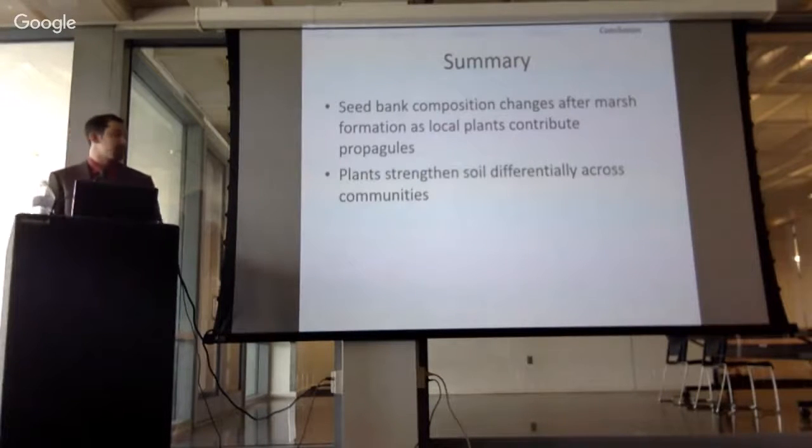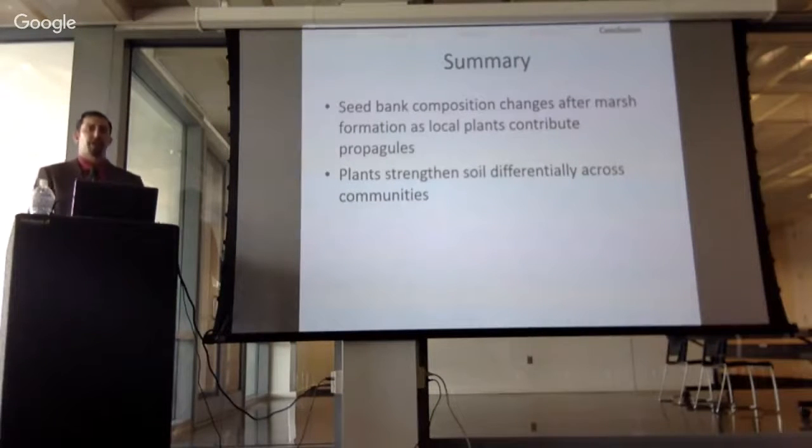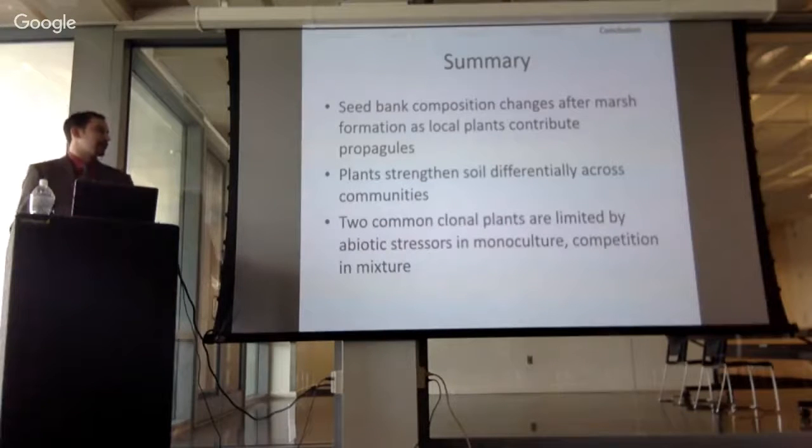Second, I found a community-specific effect of plant below-ground biomass on soil shear strength. And finally, I found that in general, at least under the conditions that I tested, these two species are limited in their monocultures by abiotic stressors, but in mixture, they're limited by competition.